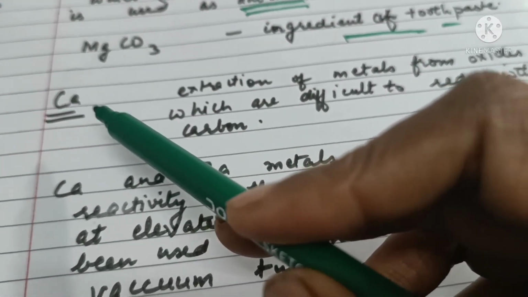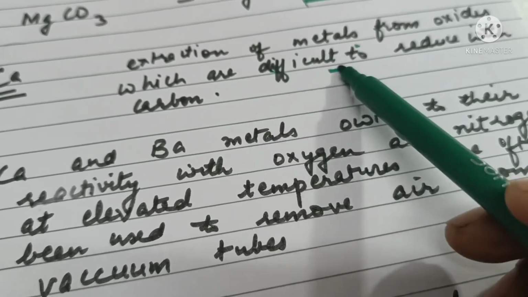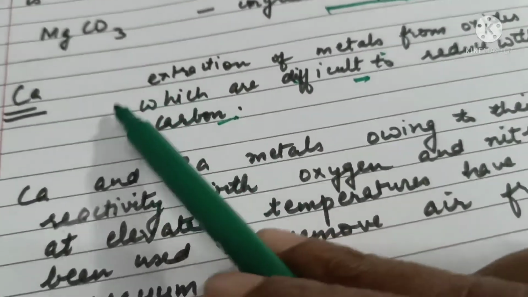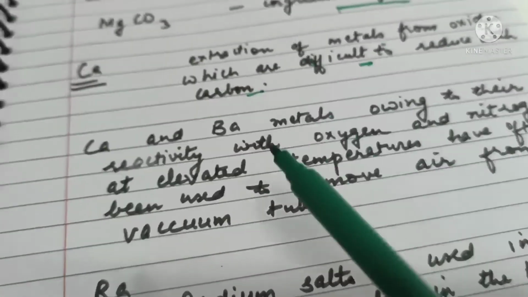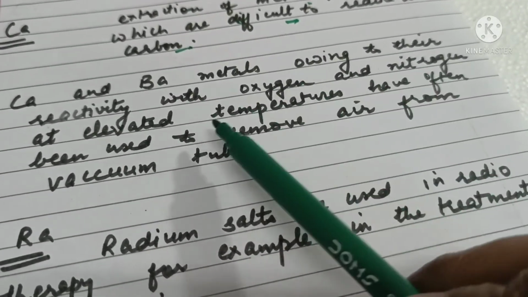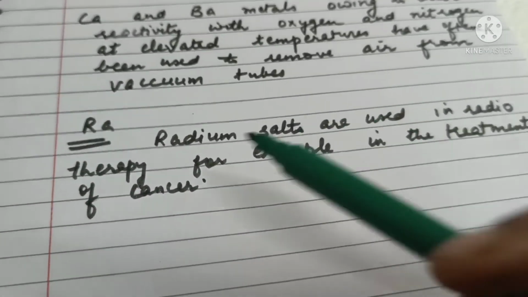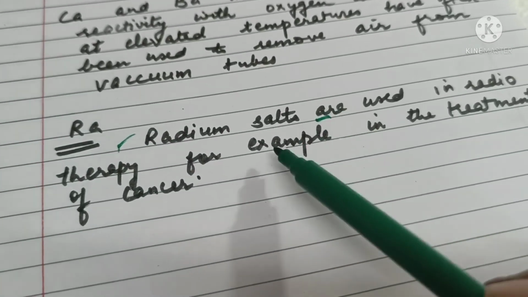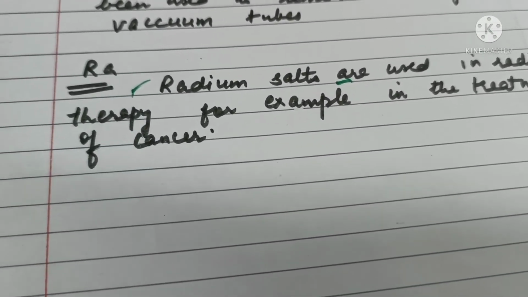Calcium. Uses of calcium: it's used in the extraction of metals from oxides which are difficult to reduce with carbon. If carbon cannot act as a reducing agent, we will use calcium to convert metal oxide into metal. Calcium and barium metals, owing to their reactivity with oxygen and nitrogen at elevated temperatures, have often been used to remove air from vacuum tubes. Then uses of radium: radium salts are used in radiotherapy, for example, in the treatment of cancer.